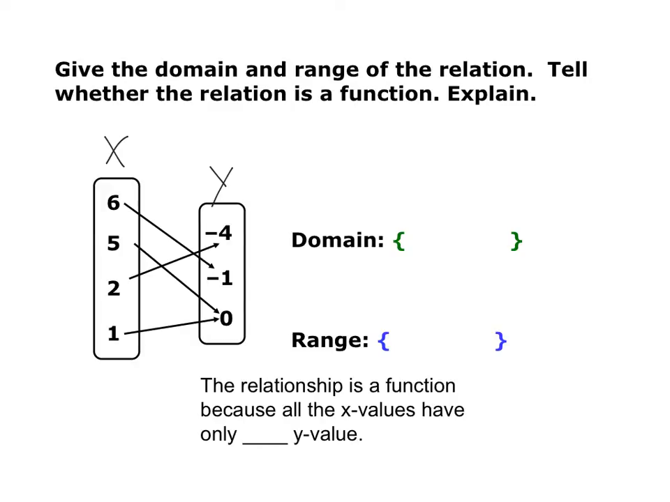So here our domain is going to be 6, 5, 2, and 1. Notice that they're inside brackets. That's the way that we would write that set notation. Our range is going to be just -4, -1, and 0. Now here, this relation is a function because if we look, each x value only has one arrow coming out of it. So even though there's two arrows going to 0, because each of the x values only has one arrow, it is a function because all the x values have only one y value.